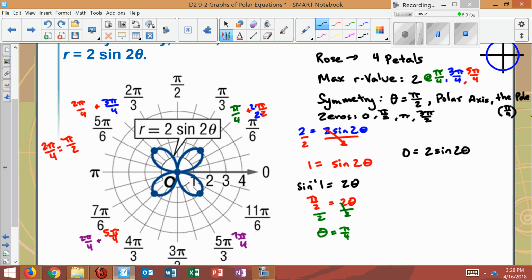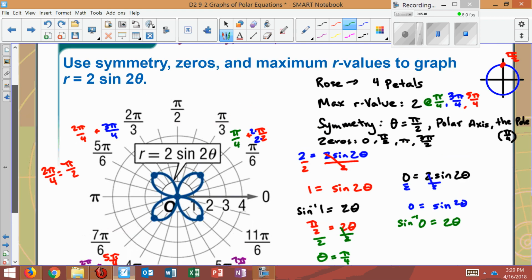We divide by 2, which doesn't do anything to this. It still stays 0 equals sine 2 theta. You then do the inverse. So now we have sine inverse of 0 equals 2 theta. Where does the y equal 0? Go back to our unit circle. Y is 0 at these two spots, here and here. That's the y-axis, this is the x.